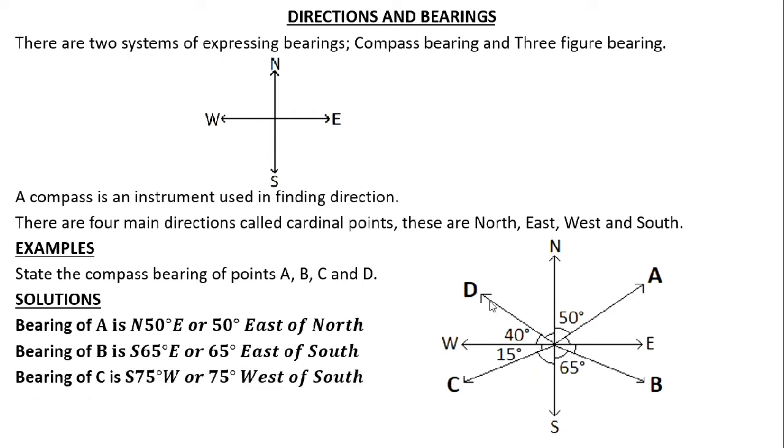Then D, we cannot start from the west. Reference has to be made from the north. So when you start measuring from here, you find that you cover 50 degrees to reach D. So D is north 50 degrees west or 50 degrees west of north, like that.